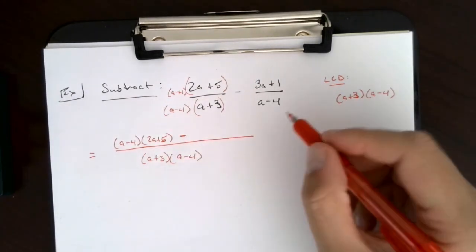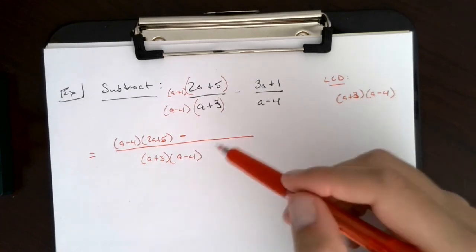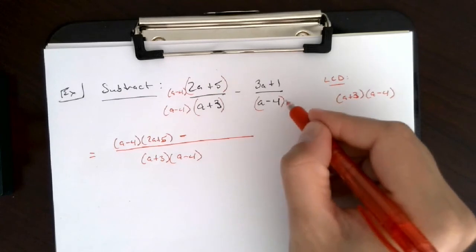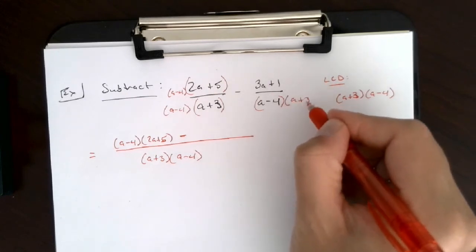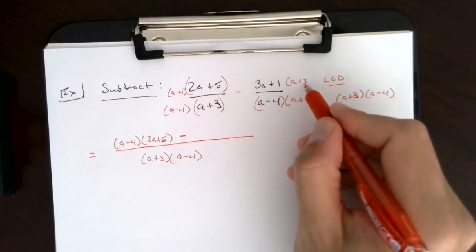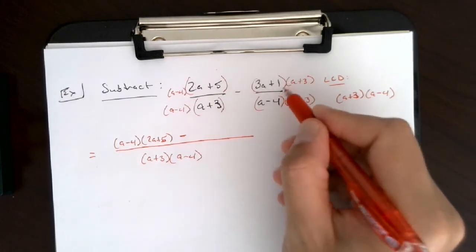And then the second fraction, to get a minus 4 to look like the least common denominator of a plus 3 times a minus 4, what do you have to multiply a minus 4 by? What's missing? Well, you multiply by a plus 3. If I do it in the denominator, I have to do it in the numerator. And if I do it in the numerator here, if there's more than one term, you need parentheses around it.